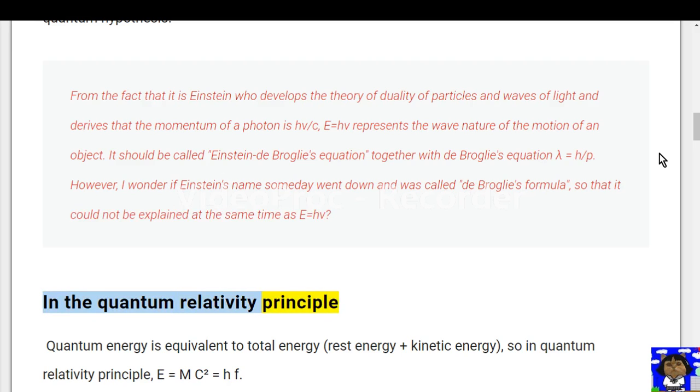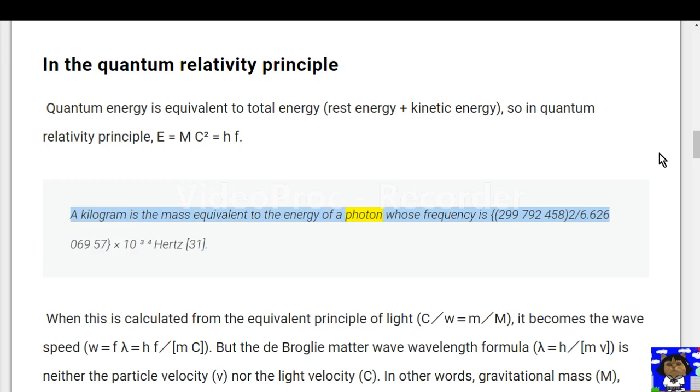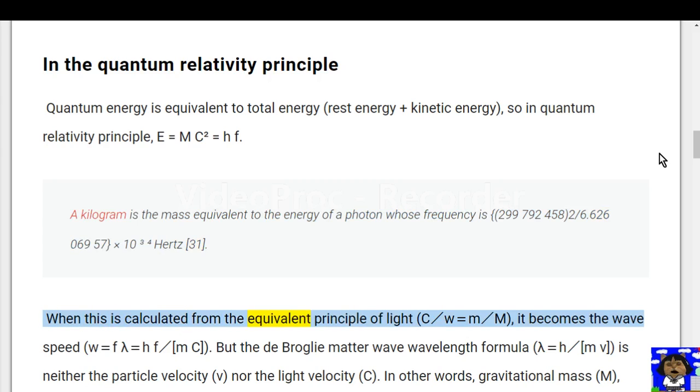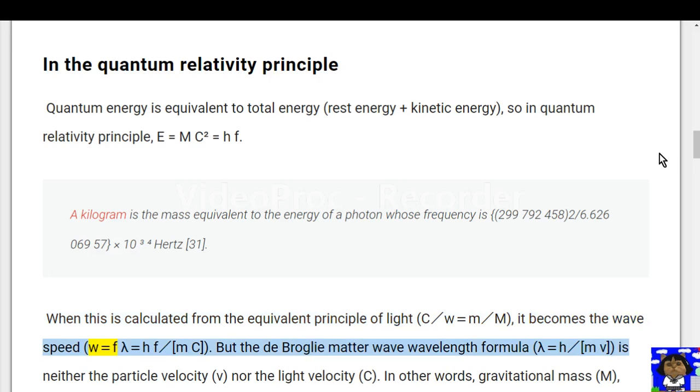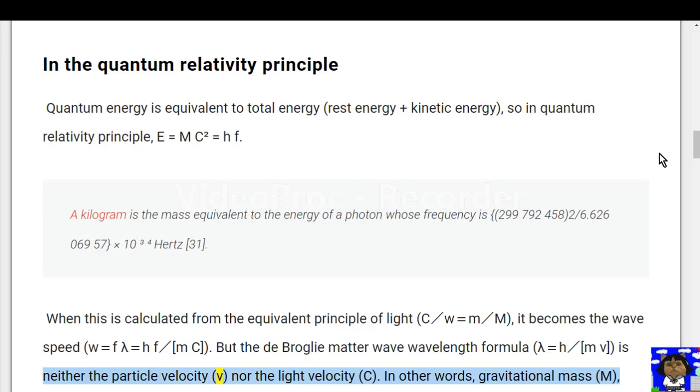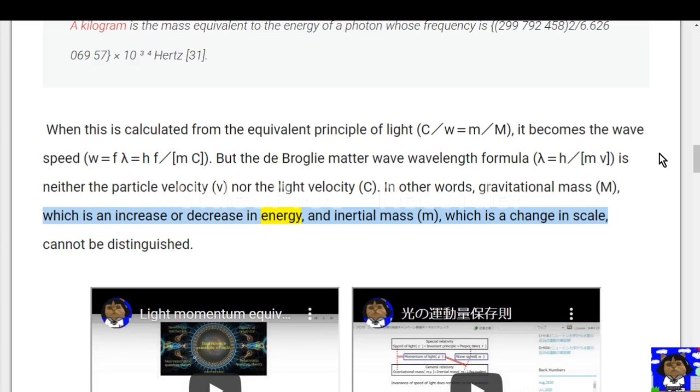In the quantum relativity principle, quantum energy is equivalent to total energy, rest energy plus kinetic energy, so in the quantum relativity principle, E equals mc squared equals hf. A kilogram is the mass equivalent to the energy of a photon whose frequency is the above value in hertz. When this is calculated from the equivalence principle of light as c=λf, m, it becomes the wave speed WF=HF=mc². But the de Broglie matter wave wavelength formula h/mv is neither the particle velocity v nor the light velocity c. In other words, gravitational mass m, which is an increase or decrease in energy, and inertial mass m, which is a change in scale, cannot be distinguished.